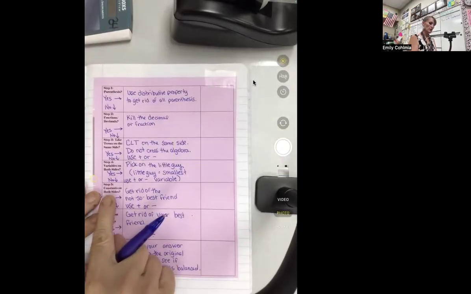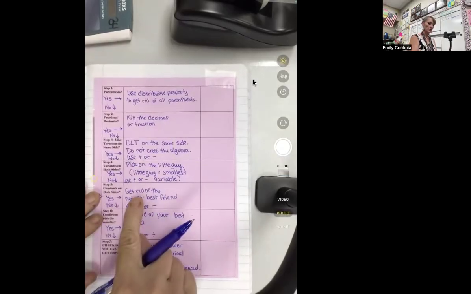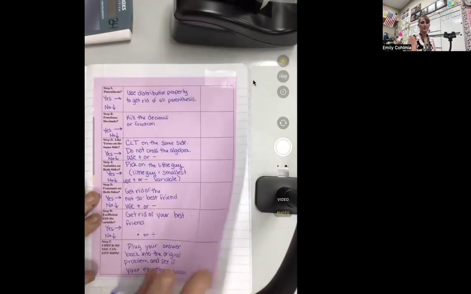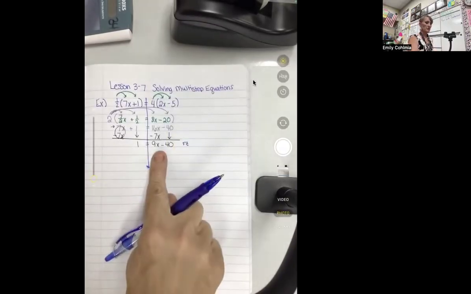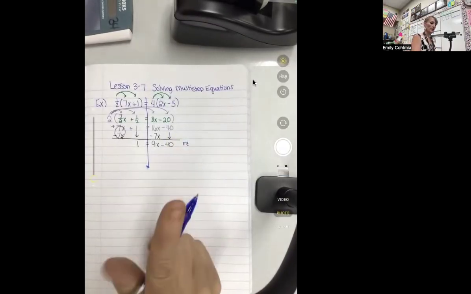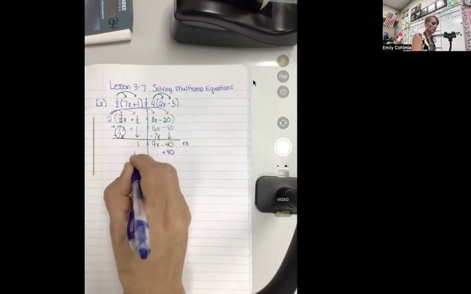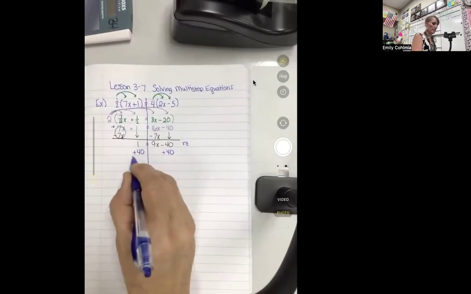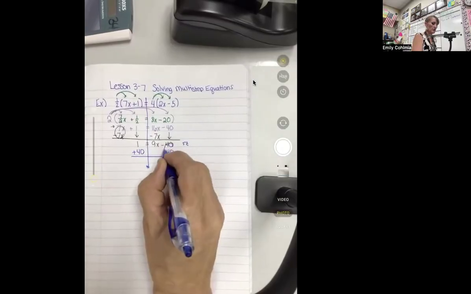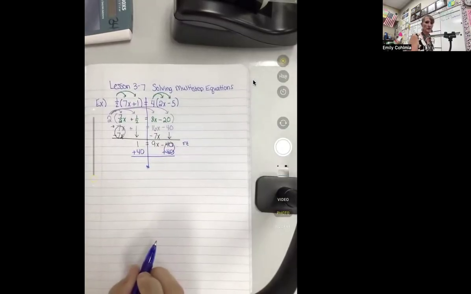So we're done here. Do we have constants on both sides? Yes, we do. So we're going to get rid of the not so best friend. So here's our friend zone. The not so best friend is the -40. We get rid of -40 by adding 40. Whatever we do to one side, we have to do to the other side. There's our big 0. We got rid of the not so best friend.